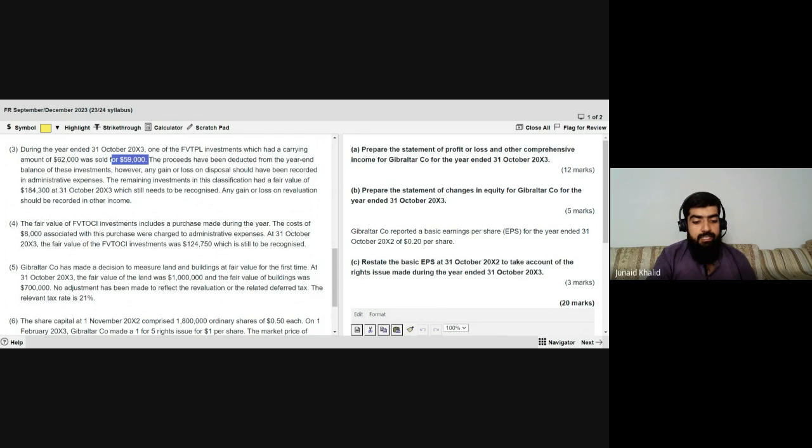It means there is the fair value already given, so we are going to account for this one. Fifth, the company made a decision to measure the land and building at fair value for the first time. At 31st October, the fair value of the land was $1 million and the fair value of the building was $7 lakh. No adjustment has been made with respect to the revaluation or the related deferred tax. The relevant tax rate is 21%.